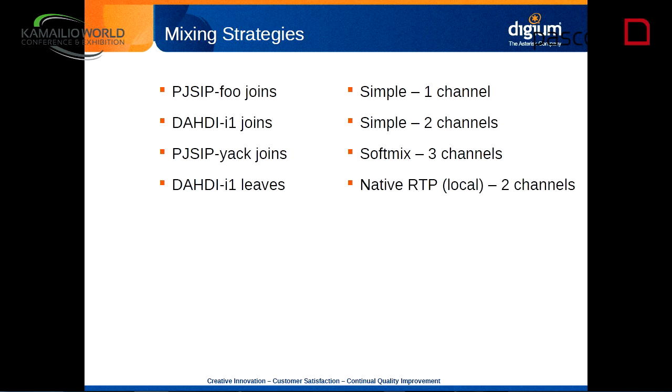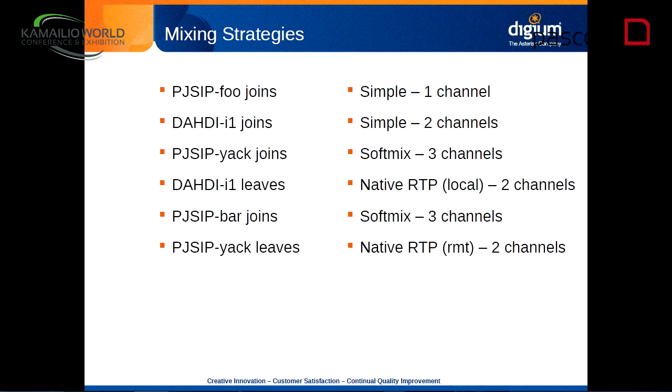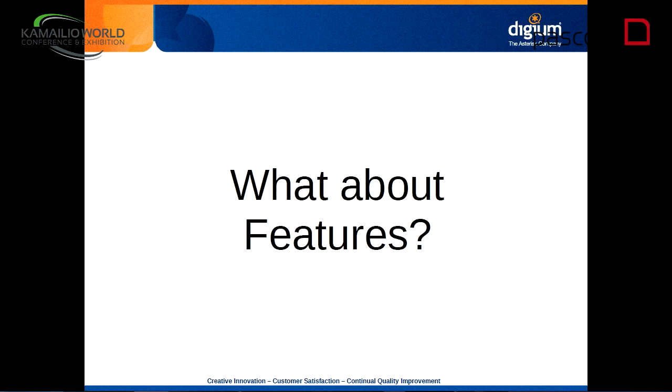DAHDI leaves, great, so I switch to a native RTP bridge, and because Yak may be behind a NAT, I decide, well, I'm going to just do packet-to-packet bridging, and so it switches to that. I'd throw another PJSIP channel in there, and it switches to soft mix. We go back to multi-party. PJSIP Yak leaves, and hey, maybe bar is in the same network as foo, so we switch to a direct media bridge, and we remote packet everybody.